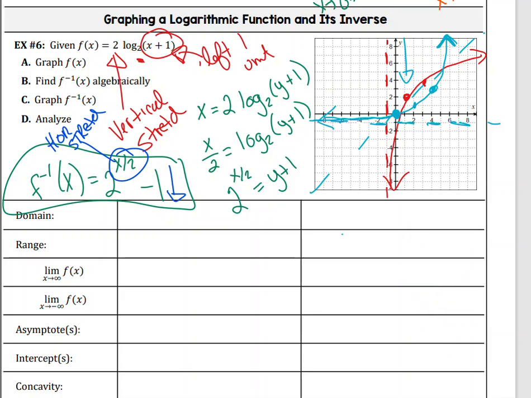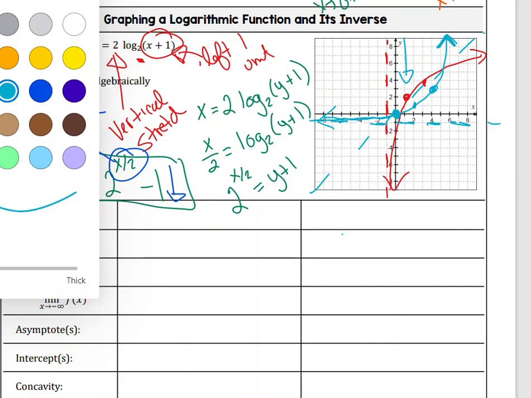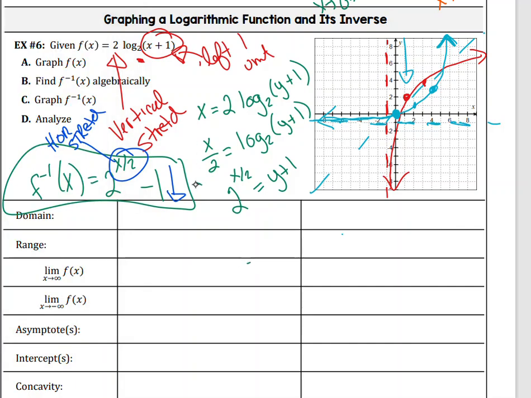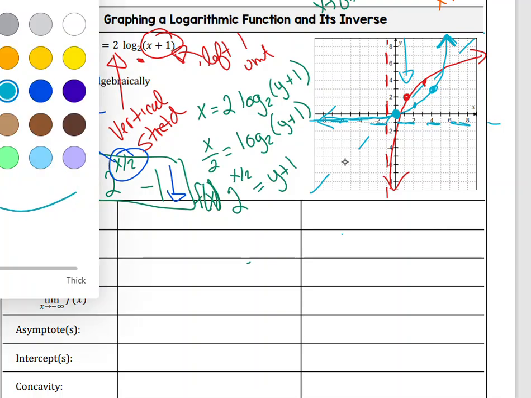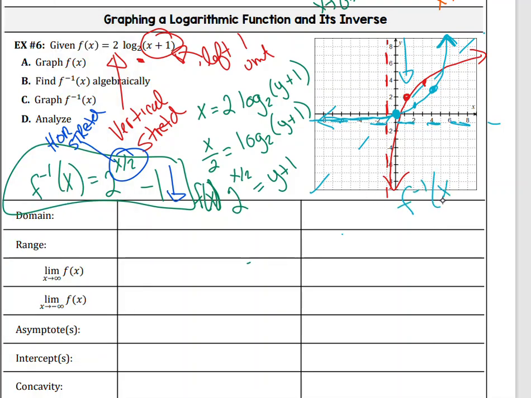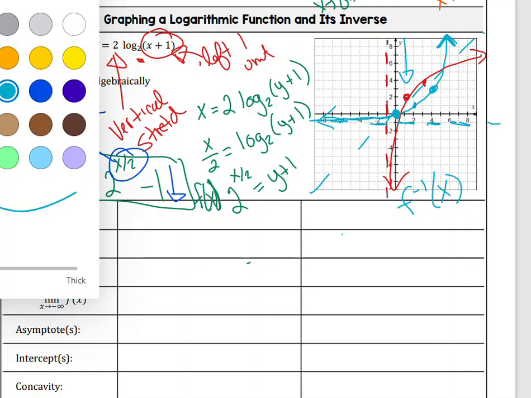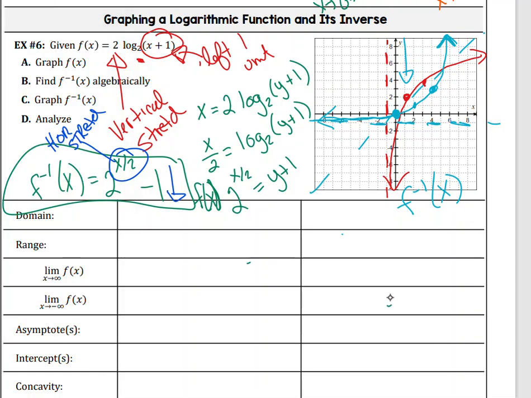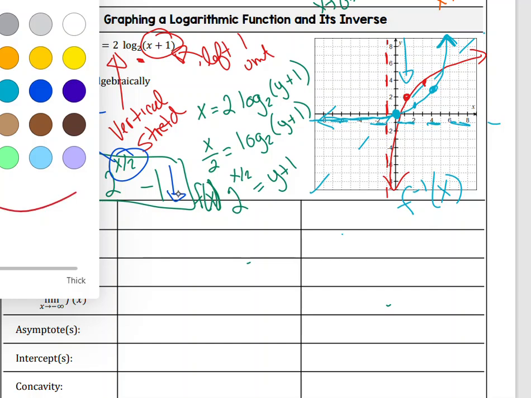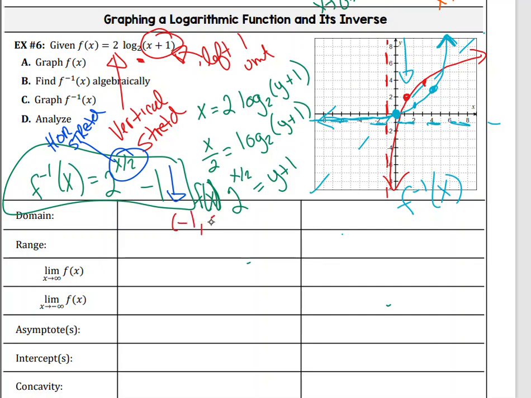All right, on the left box, we're going to do the function. I didn't leave very much room for this. And then over here on the right, we're going to do the inverse function. All right, so starting with the function, the domain of the red line, that's the original function, was -1 to infinity. Again, it's because we shifted that line over there, so it doesn't start till -1 now. The range is still going to be -infinity to infinity.